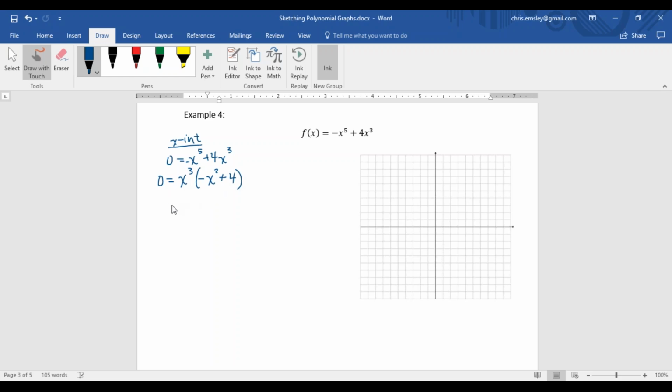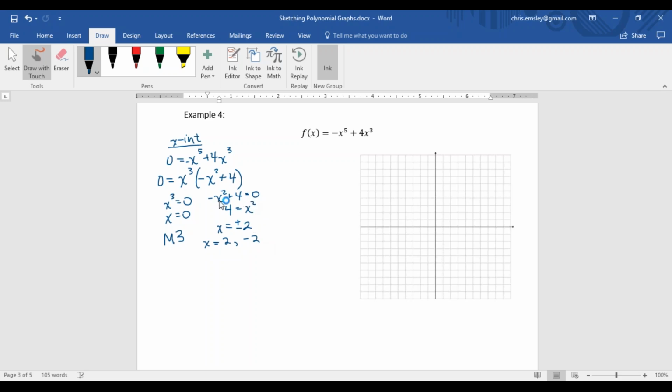Now we set each one of these terms equal to 0. If x cubed is 0, that means x has to be 0. And the multiplicity, we might as well just finish out. Multiplicity is 3 because there was a 3 exponent on that factor. On this one, we get -x² plus 4 equals 0, or 4 equals x². Take the square root of both sides, we get that x has to be either plus or -2. So we have x equals 2 and -2.